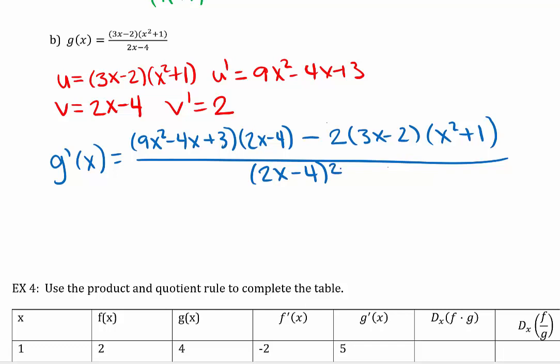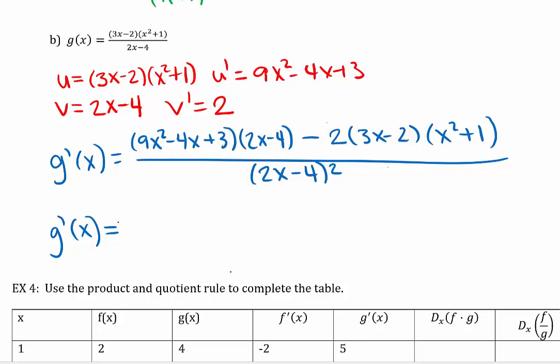Now in terms of simplifying something like this, you could definitely distribute, do lots of multiplication, combine like terms. That's about all you can do. On your exams, which are going to be timed and in the testing center, I'm going to be okay if you just leave your answer like this. I don't want you to waste your time doing lots of multiplying.